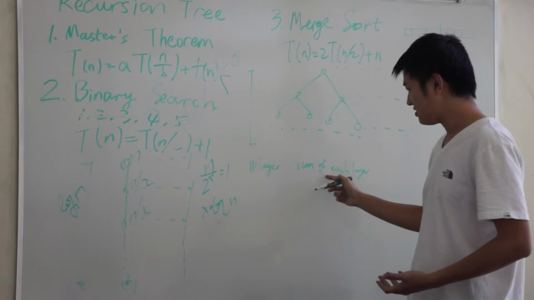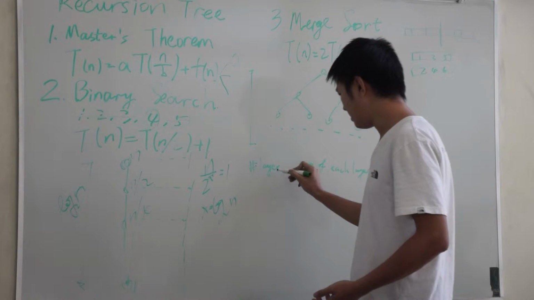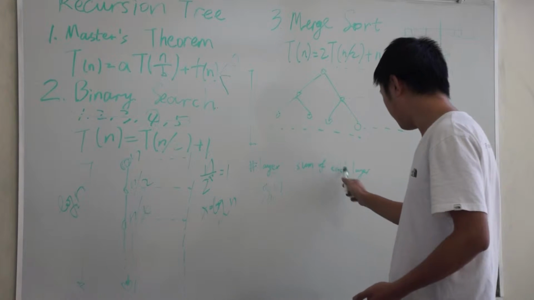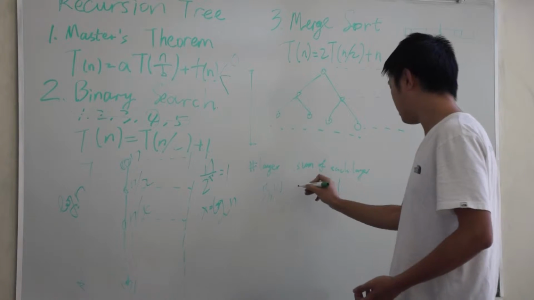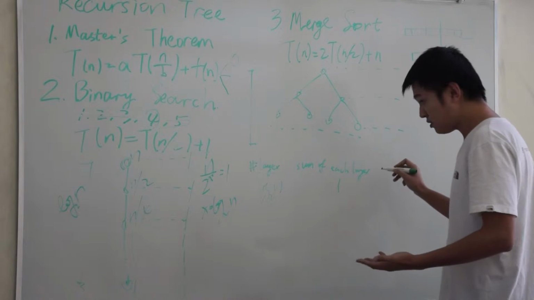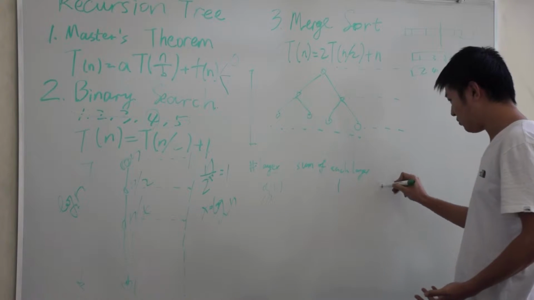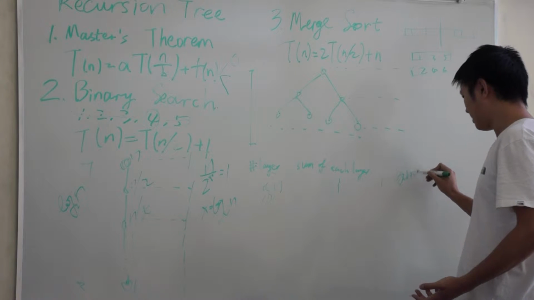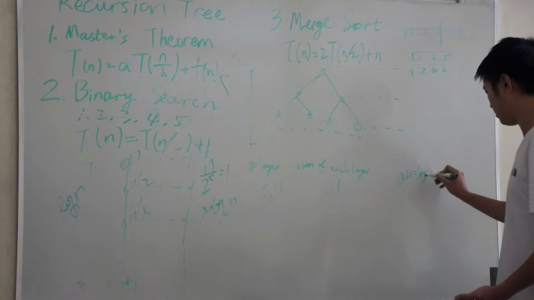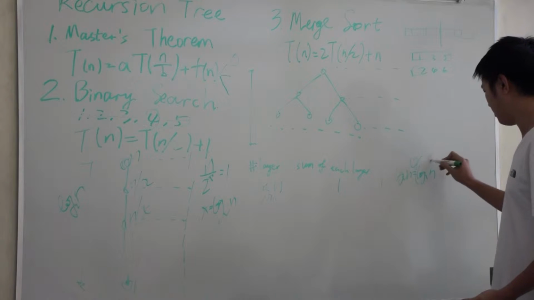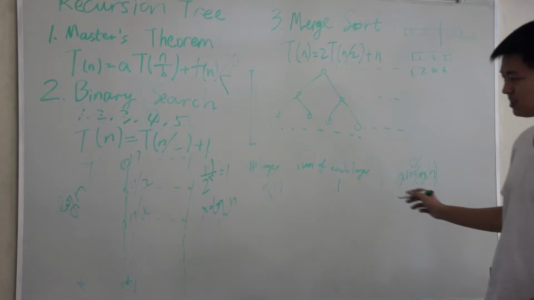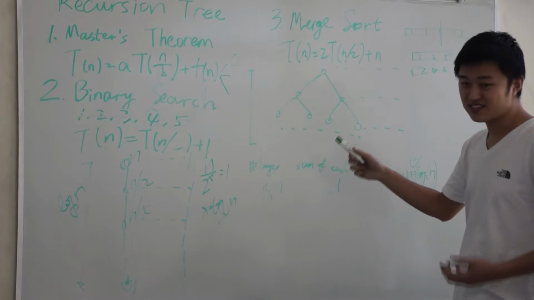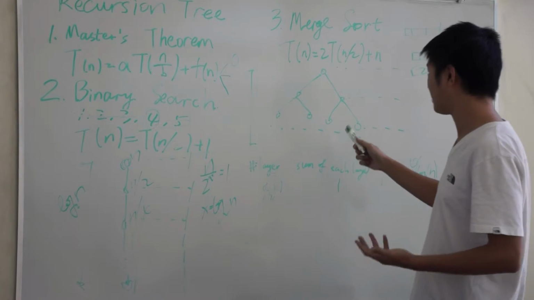Let's see, there's a chart here. Here is the number of layers. We can see it's log 2 of n, and the sum of each layer is 1. So the total operations will be 1 times log 2 n, and that is log 2 n. And we can put the big O notation here. Well, it's really simple, right? So let's come to a slightly more complicated case.